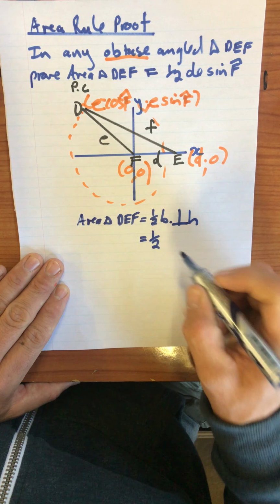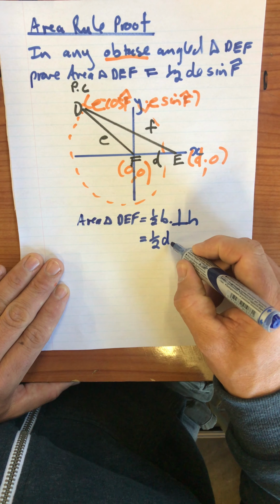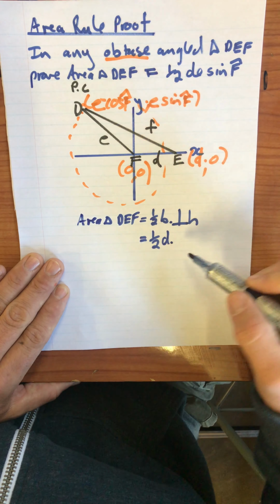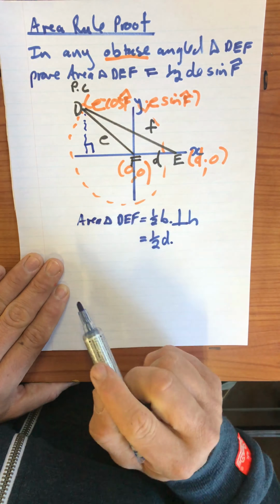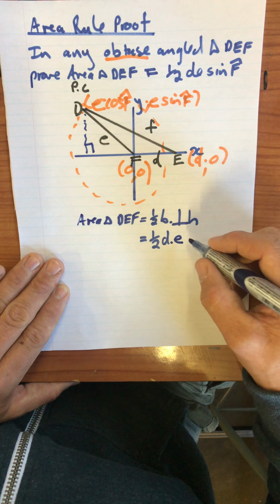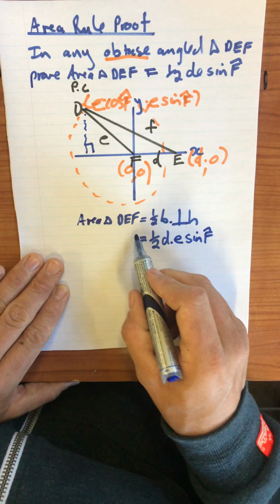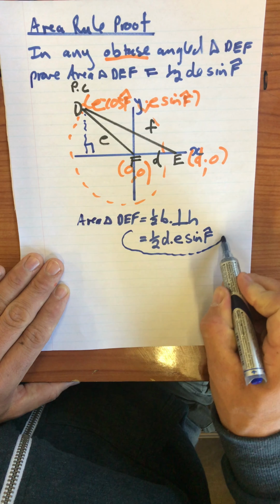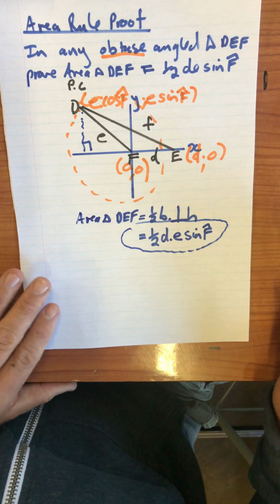which is a half. What is my base? My base is the letter d, and my perpendicular height is the y coordinate. Here's my perpendicular height. The y coordinate of the triangle in polar position is e sine F. And there we have proved the area rule. Easy as that.